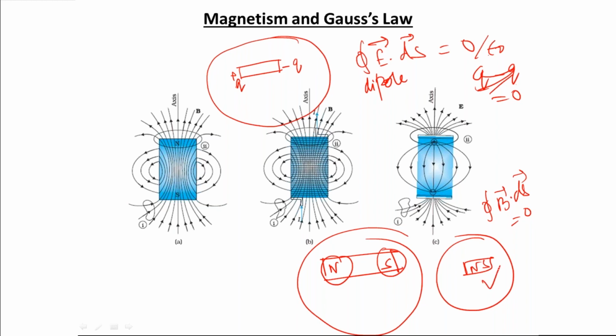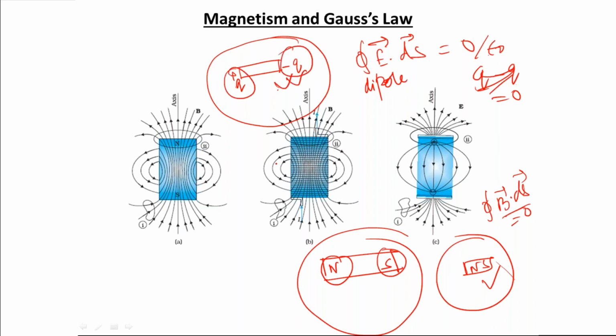We have proved this magnetic Gauss's law, that the total flux for a closed surface is zero, and here we are saying that for a dipole also, whether it is an electric dipole or magnetic dipole, the flux contribution will be zero, because there is no net charge enclosed by this closed surface.